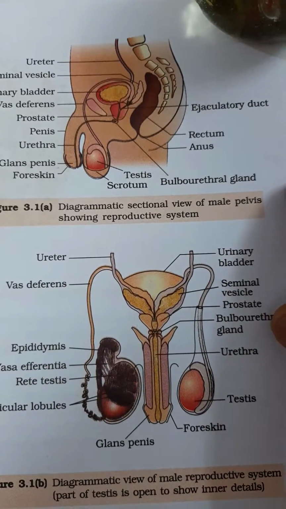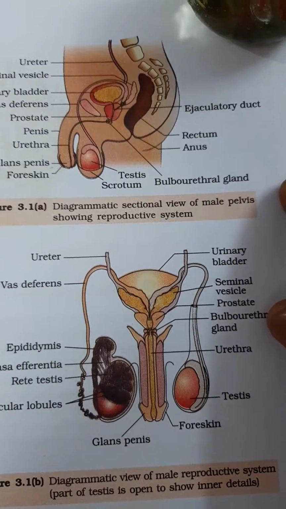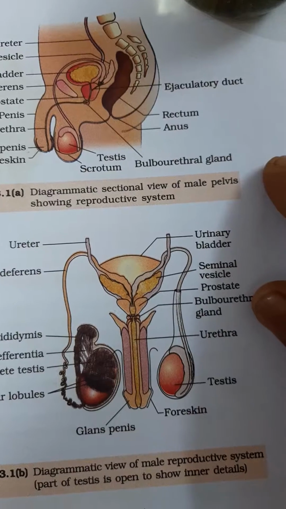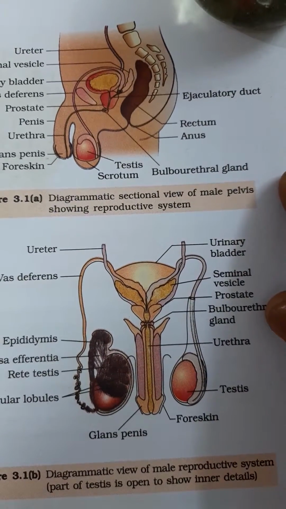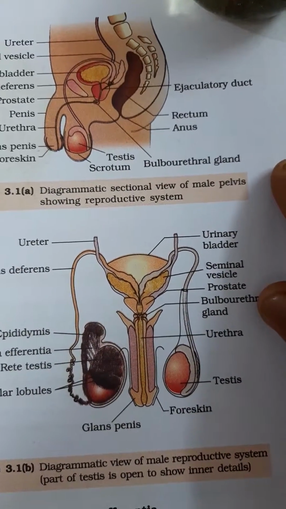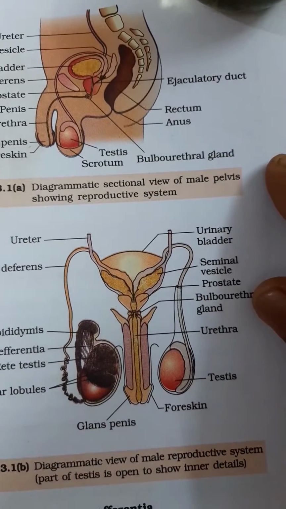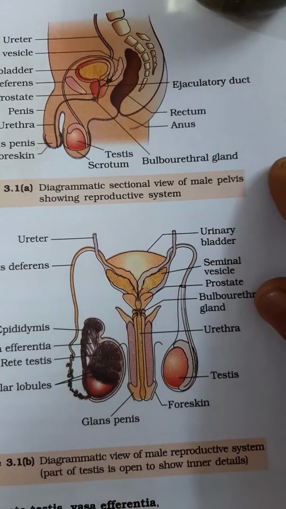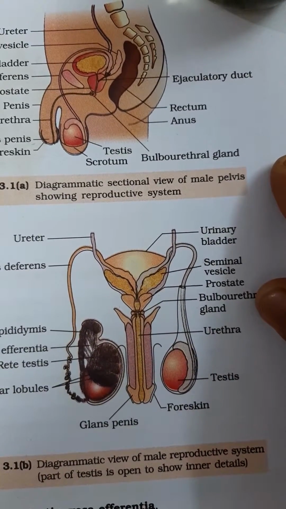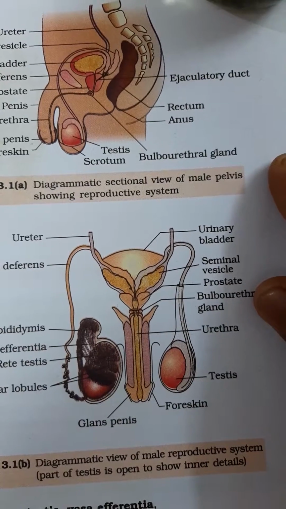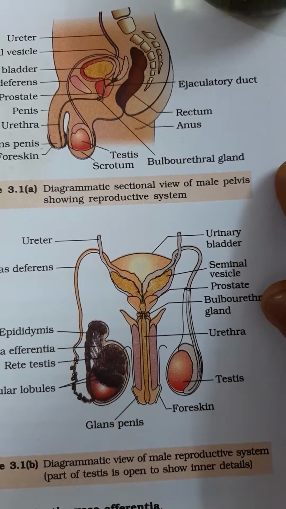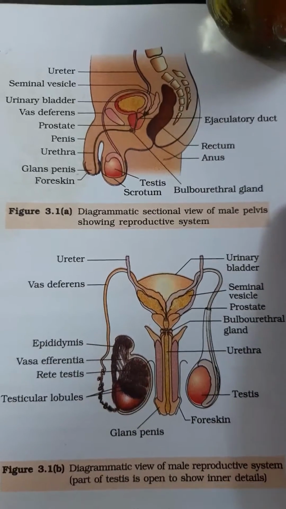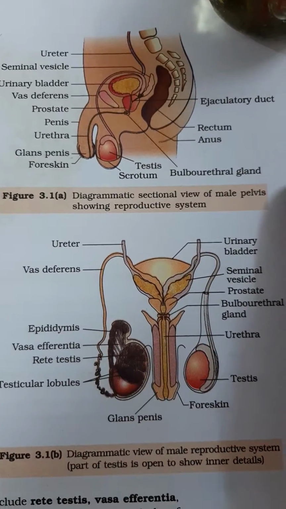Now the testes are located within the pouch called the scrotum, which is outside the abdominal cavity. The scrotum helps in maintaining the low temperature of the testes, that is 2 to 2.5 degrees centigrade lower than the normal internal body temperature. So this is very much essential, as it is an important feature required for spermatogenesis, in which there is a formation of sperms.